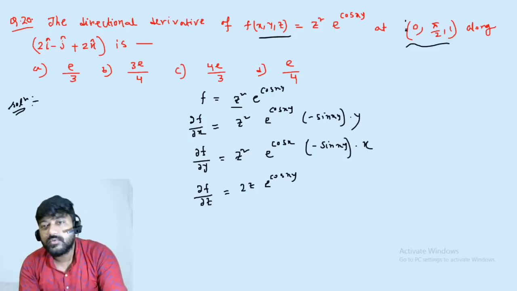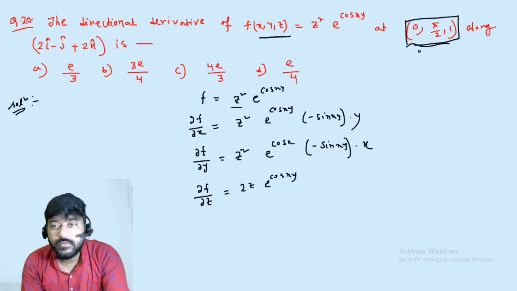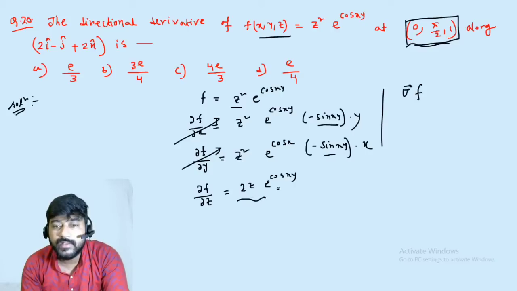Now if you put this point 0, pi by 2, 1, then when you put 0, then sin 0 is 0, so these two terms will vanish. So for gradient of f, you will have only one term, that is this, and if you put z is equal to 1, okay, and x is equal to 0, so you will get from here only e, and here 2, so it will be 2e.